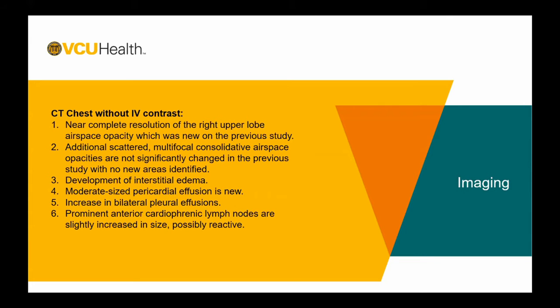And then finally, a CT chest without IV contrast recently, prior to her outpatient presentation, showed a near complete resolution of the right upper lobe airspace opacity, which was new on the previous study. There were additional scattered multifocal consolidative airspace opacities, which are not significantly changed in the previous study, with no new areas identified. There was some development of interstitial edema and a moderate-sized pericardial effusion, which was noted to be new.